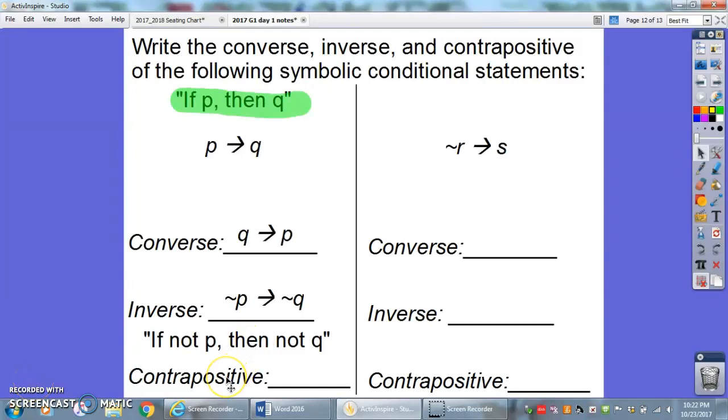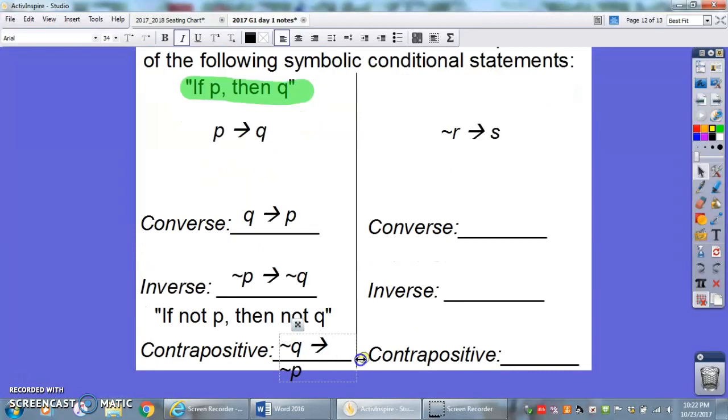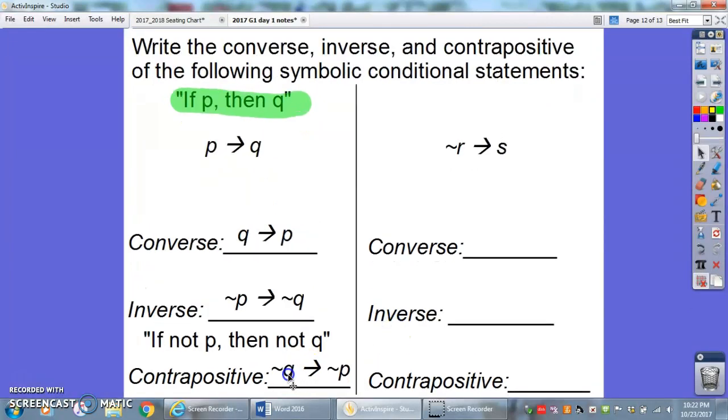Okay, so we step to the contrapositive. Again, the contrapositive will switch the order and negate. So I'm going to just copy it, but I've got to switch my letters around and also negate it. So I'm going to have to switch P and Q. Q will come first, but negate Q, I have to put the symbol for not in front of it. Alright, so I'd also put the squiggle, the not symbol, in front of P. And there you have it, the contrapositive.